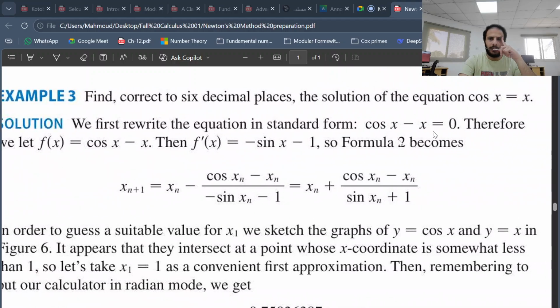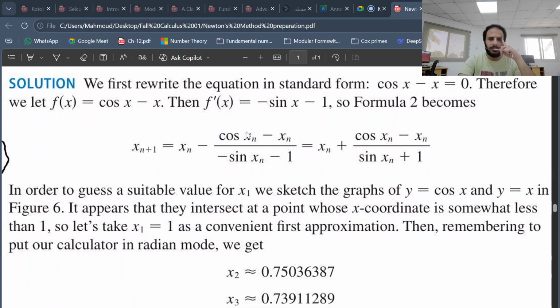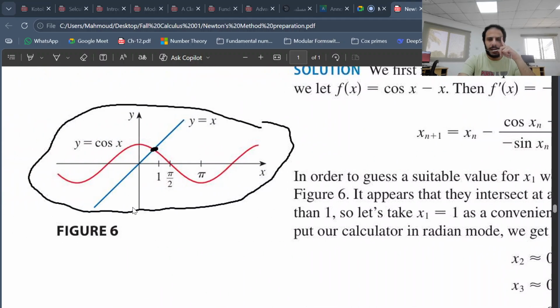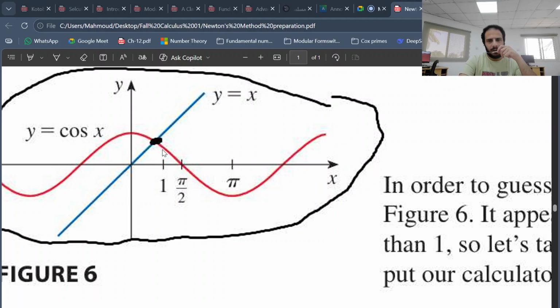Here he will take what value? I think he took x1 equals 1. But as I told you, you can choose another value than 1. You can decide. The idea is that you need it to be close to the solution. But he chose 1 because 1 is easy, right? It's easier than 0.7 or 0.6. Good?